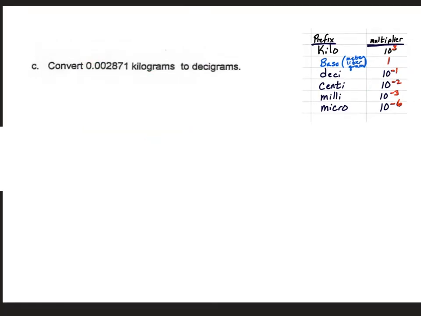Let's try letter C. We're going to be converting 0.002871 kilograms, that's what we know, into decigrams. That's what we're looking for. The relationships that we have are between kilograms and grams. So we'll see that 1 kilogram is 10 to the 3rd grams. And then we need to look at the relationship between decigrams and grams. And in that one, we have 1 decigram is equal to 10 to the minus 1 grams.